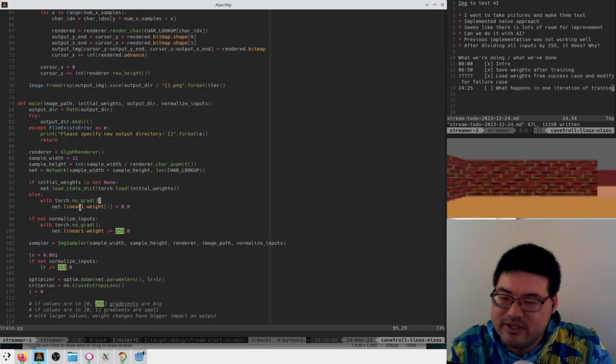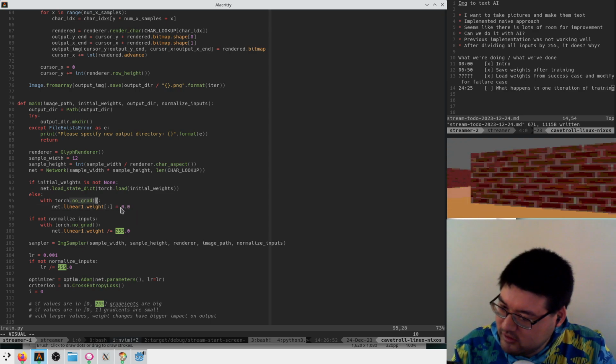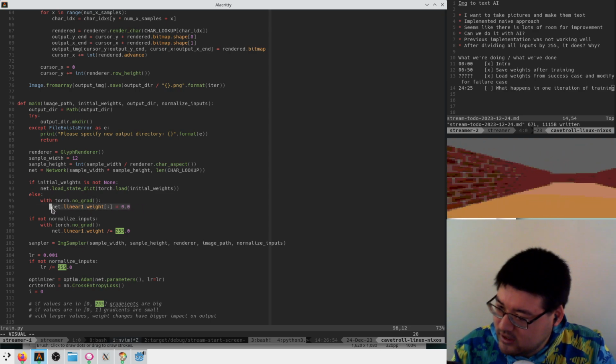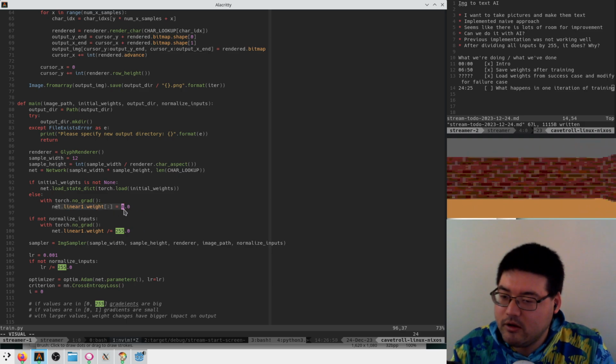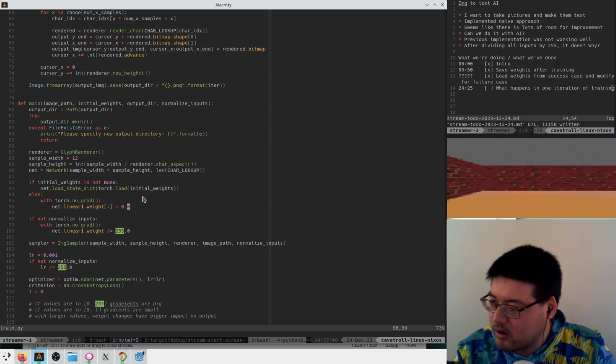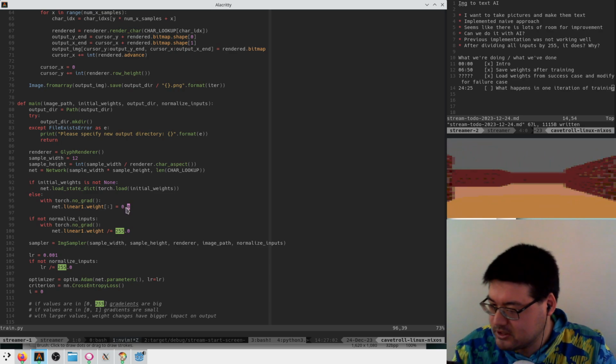Okay, so let's set all of these weights to 0, and isn't this what they are doing? Probably. I think that this is probably similar.